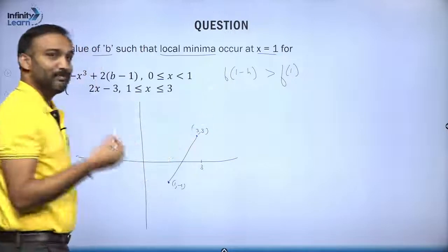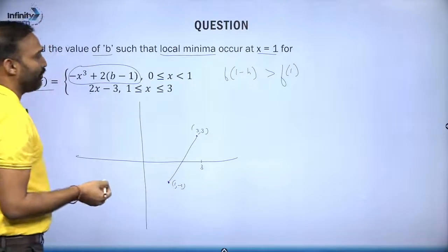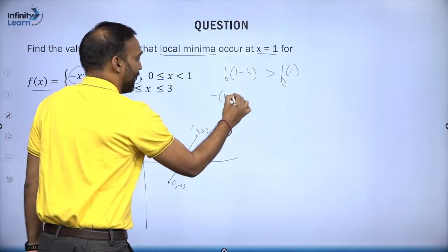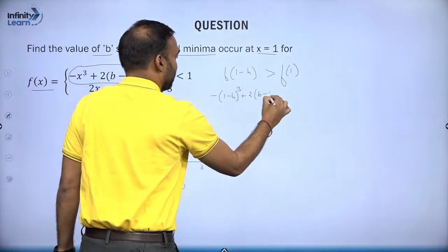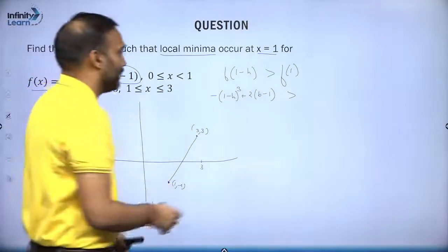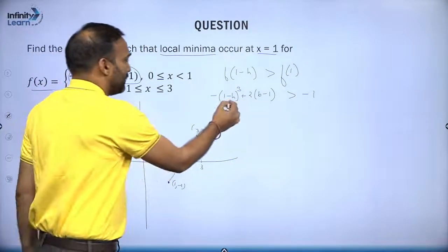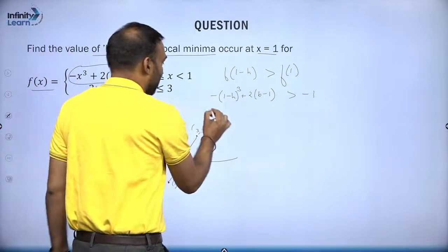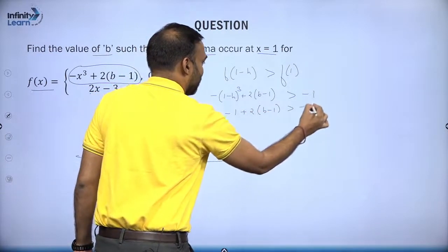So f of 1 minus h. Now 1 minus h means smaller than 1, so I will use this particular function. What is the value of f of 1 minus h where h tends to 0? So I will put minus, instead of x I am writing 1 minus h, cubed, plus twice of b minus 1. This is larger than f(1). I know the exact value of f(1). f(1) is minus 1. So this is larger than minus 1. Now if h is tending to 0, this will tend to 1. 1 whole cube will be 1. I have a minus sign. So I can write this as minus 1 plus twice b minus 1 is larger than minus 1.